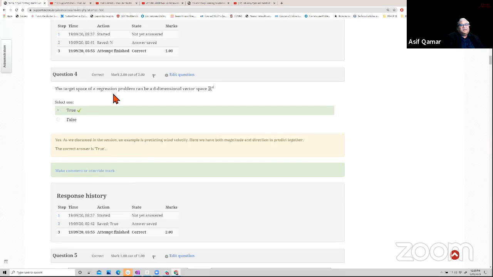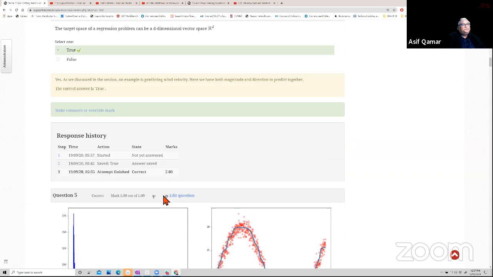So for example, one easy example is think of wind velocity. When you talk of wind, you talk of how fast the wind is blowing, and you also ask about the direction. So if you want to predict the wind velocity, you have to predict the whole pair, magnitude and direction, right? So it could be a d-dimensional vector space.